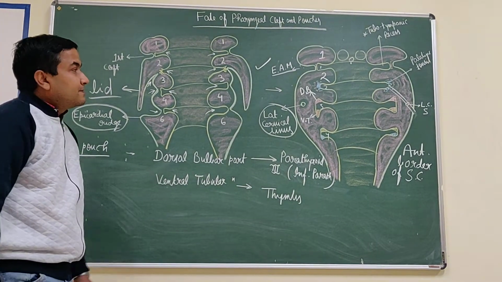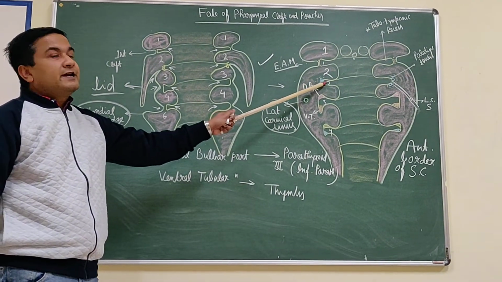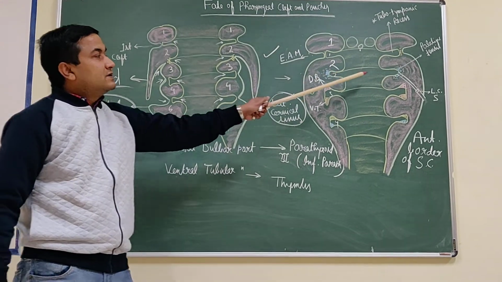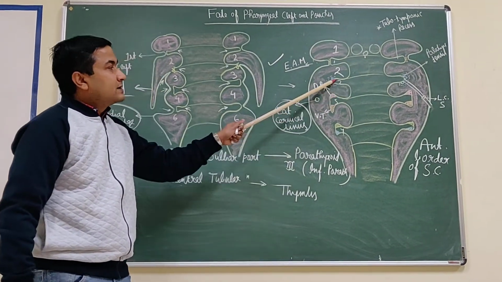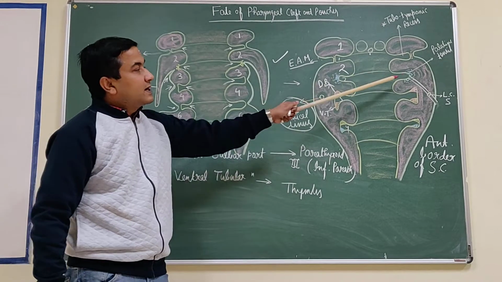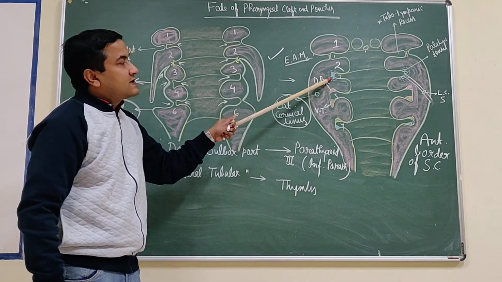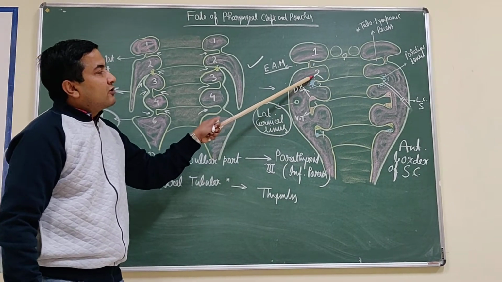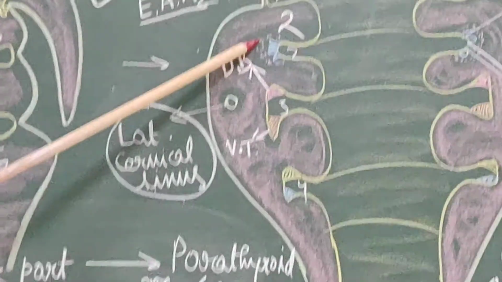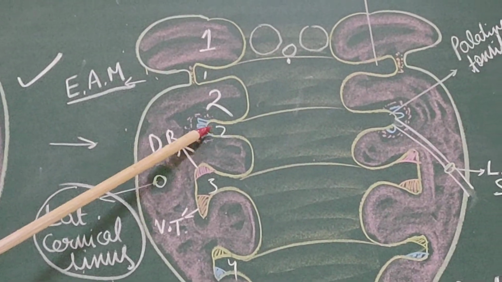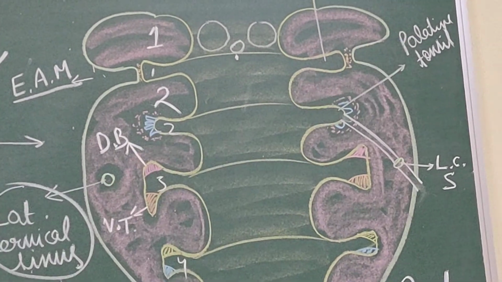So in this diagram, this is the second pouch. It is the second pouch on both sides, present in a pair, and these are the buds. The tonsillar buds invade into the surrounding mesenchyme. This is the mesenchyme tissue. So in future it is the palatine tonsil.